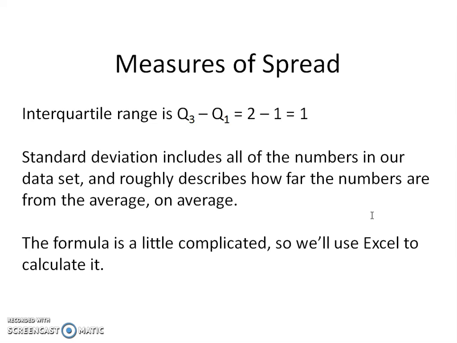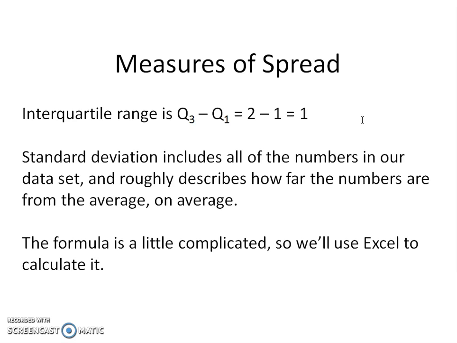So one of the first measures of spread we can do is the interquartile range. You just take those two quartiles, Q3, Q1, you subtract them. And that kind of tells you how spread out the numbers are. If these are very far from each other, then the numbers are spread out. In this case, well, 2 minus 1 is 1, and so the interquartile range is 1.